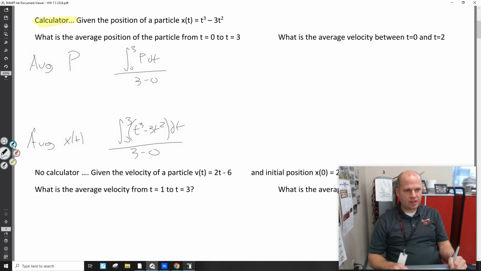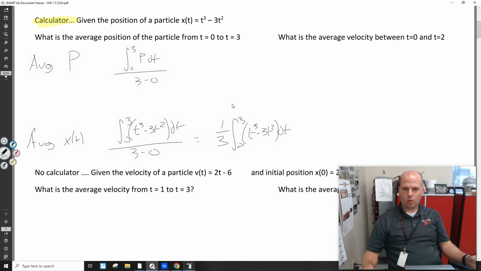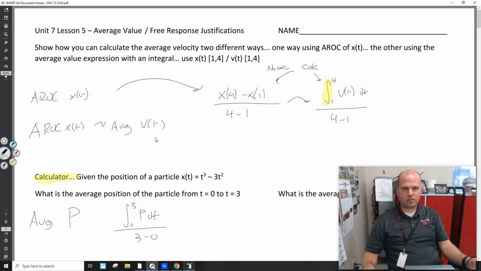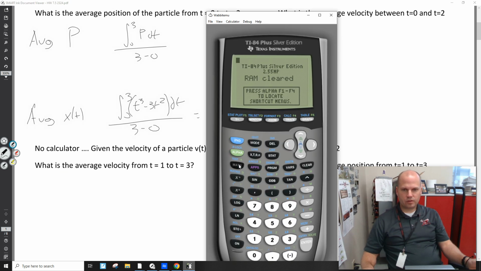Typically, we see it like this, so be ready for this showing up on the test. That way, we don't have to worry about an integral and a fraction. So 1/3 times this is equal to this divided by 3. But again, it's just the same thing, nothing different.